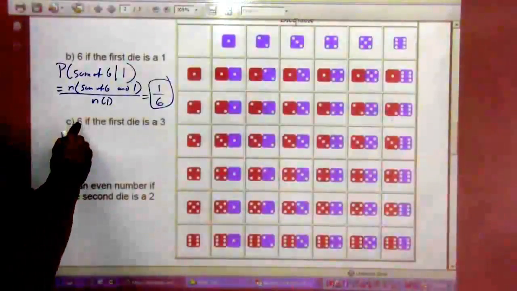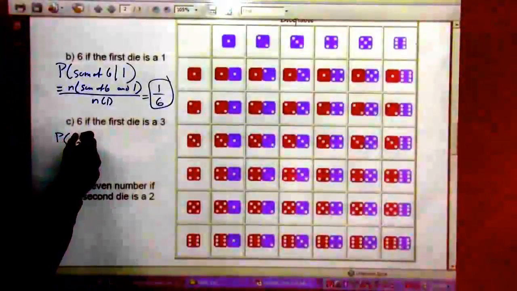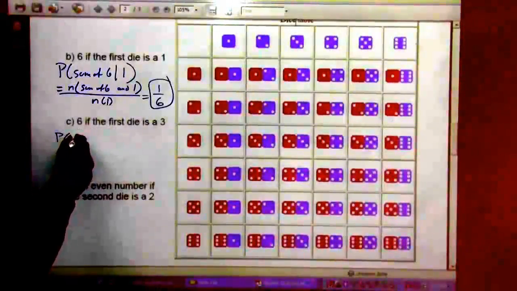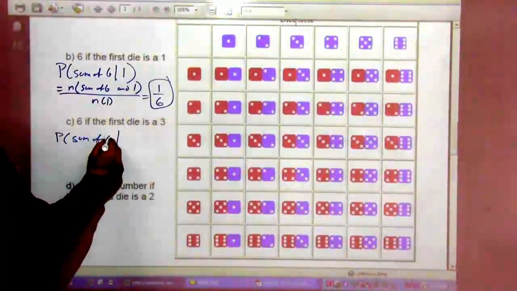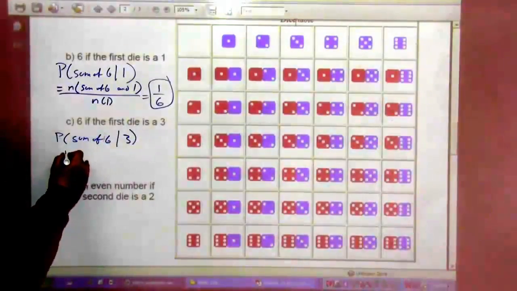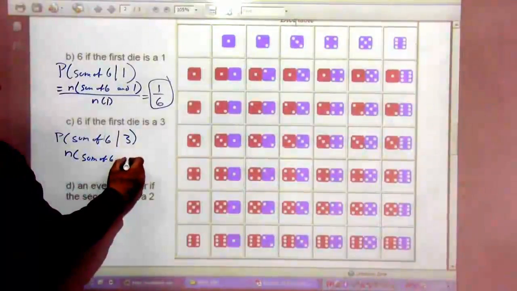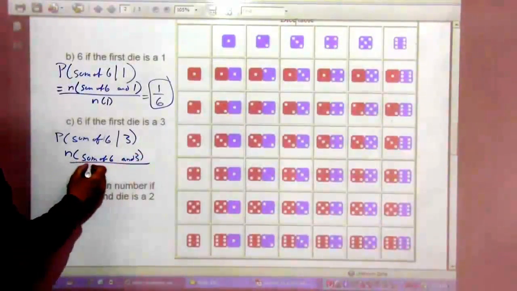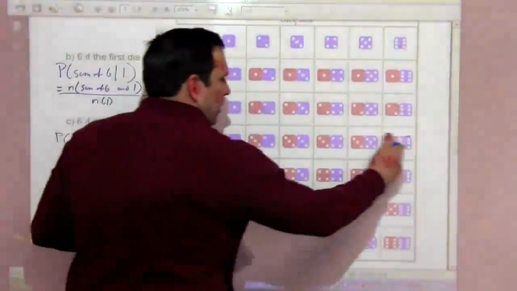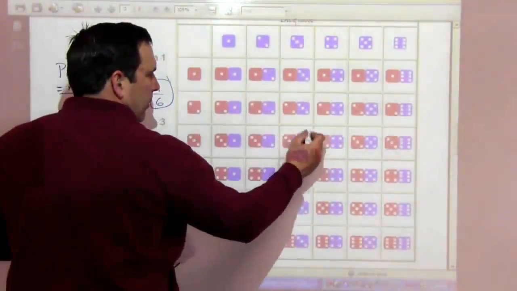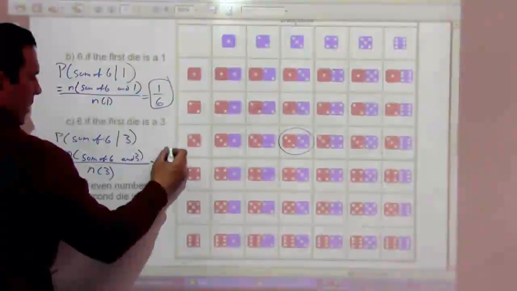How about the probability you get a sum of 6 if the first die is a 3? Probability of a sum of 6 given a 3. That's the number of ways you can get the sum of 6 and a 3 as the first number over the number of ways you get things with a 3. So here we go. First thing's a 3. Here's the one that has the sum being a 6 out of 6 options. So 1 out of 6 again.